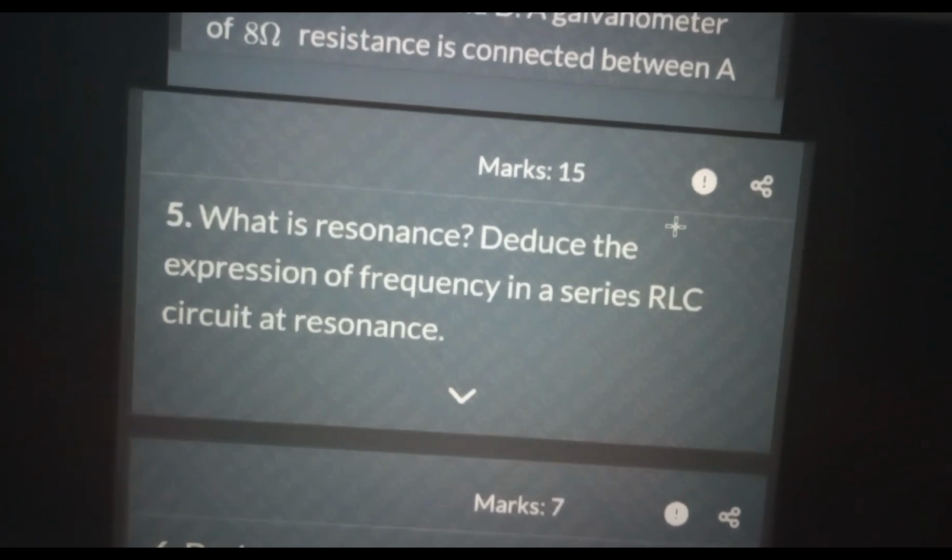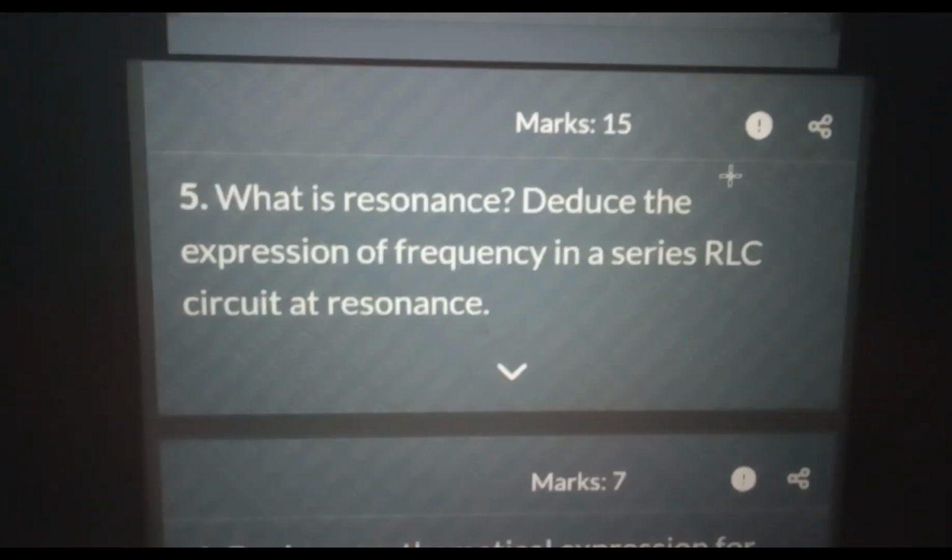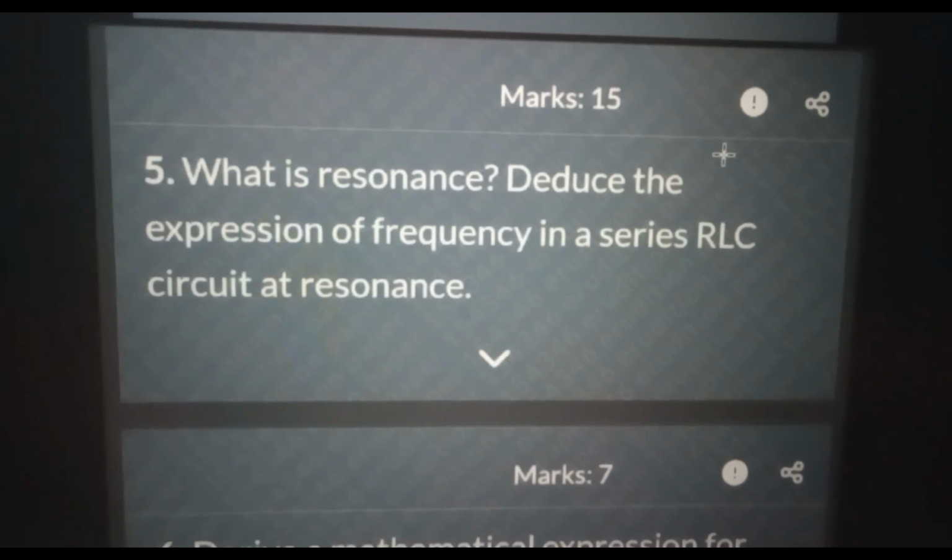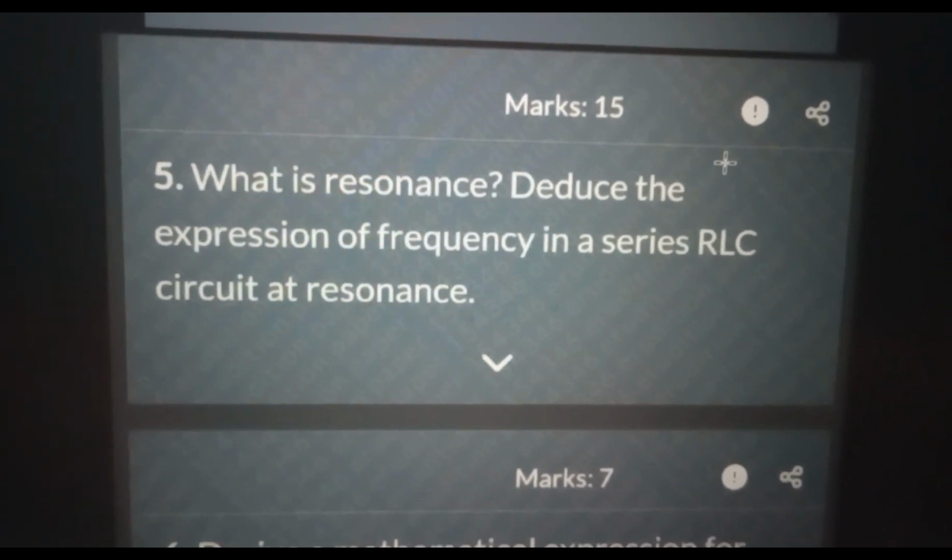Number 5. What is resonance? Deduce the expression of frequency in a series RLC circuit at resonance.